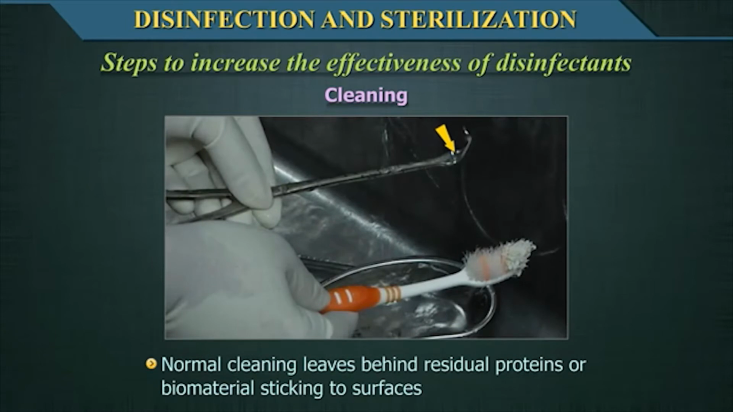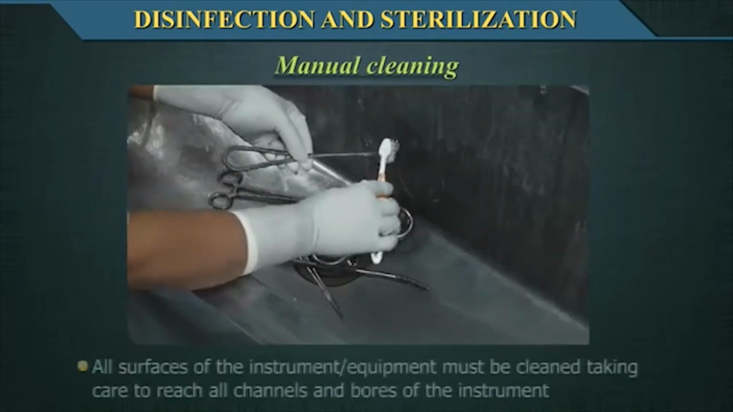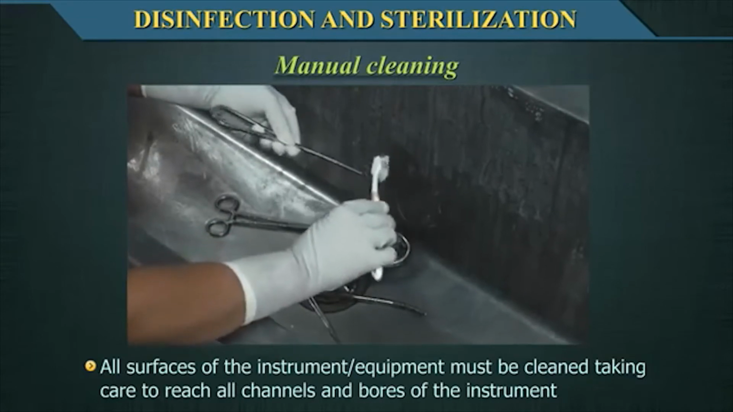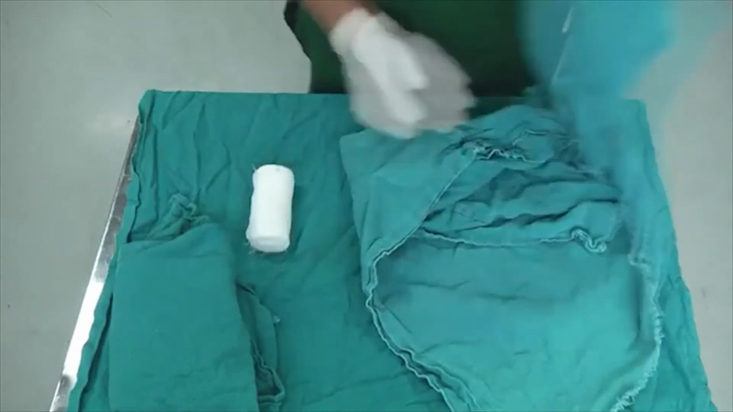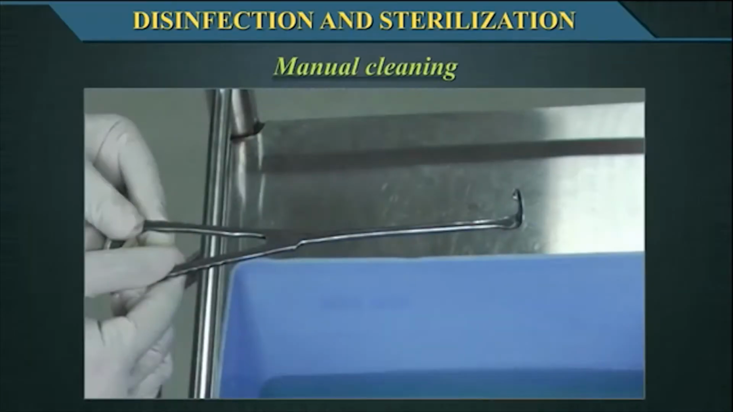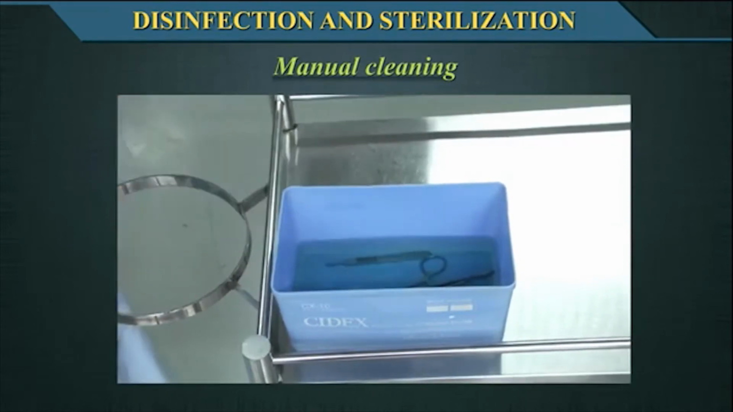It is found that normal cleaning leaves behind residual proteins or biomaterials sticking to surfaces, especially in lumens and hinges. Pathogens trapped under these layers do not get exposure to disinfectant and can lead to infection. Manual cleaning. All surfaces of the instrument or equipment must be cleaned, taking care to reach all channels and bores of the instrument. Dry the instrument in either a drying cabinet or hand dry with a clean lint-free cloth. Inspect to ensure the instrument is clean. Place the instruments in a high-level disinfectant, for example, Sidex.